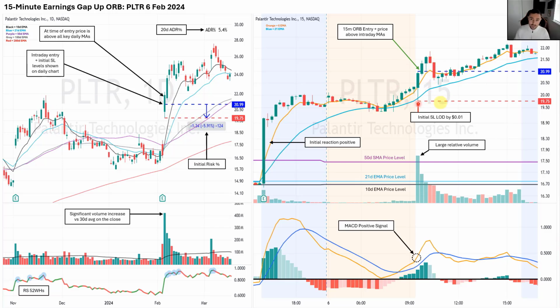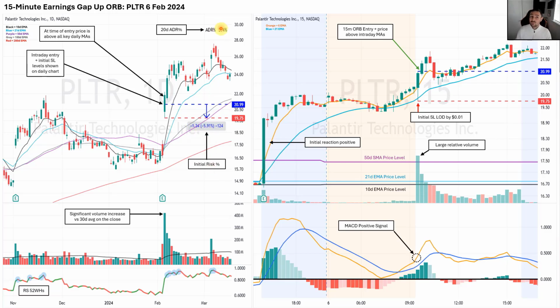So in terms of the 15 minute, the entry is going to be through the high of this bar, which is $20.99. Stop loss is the low of the day by a single cent, so that's going to be $19.75. You can see what that looks like there on the daily chart. Now, the initial risk in that instance is 5.91%.